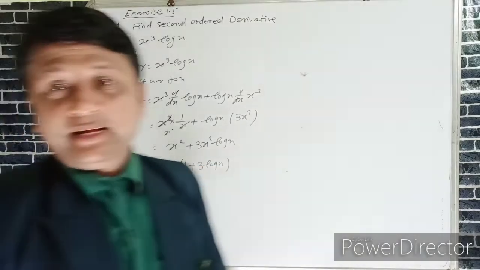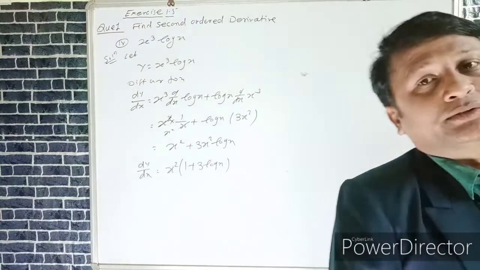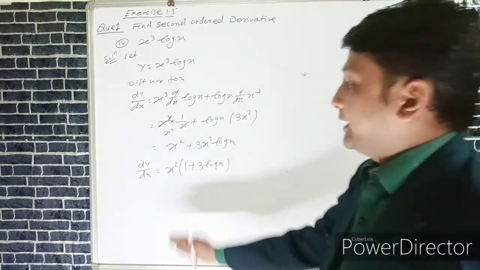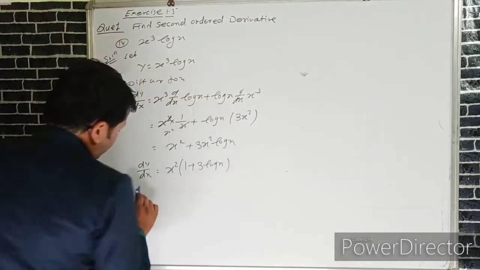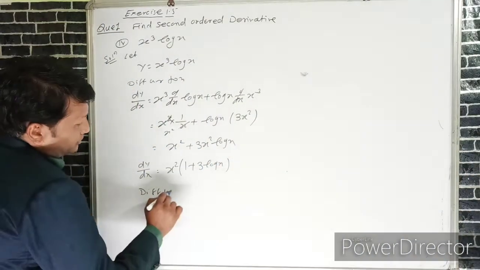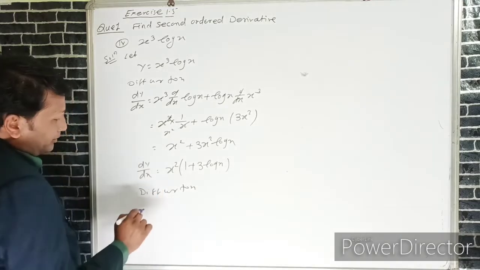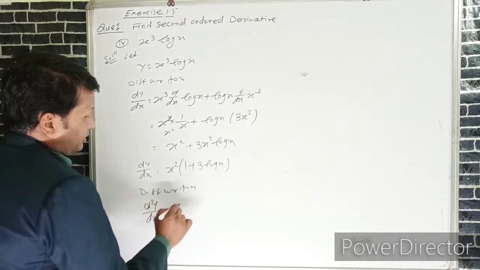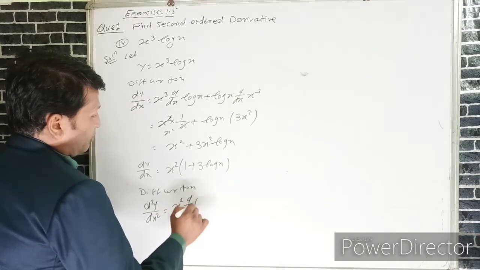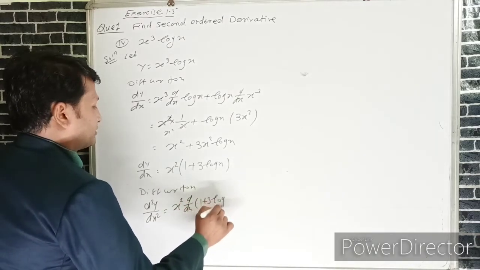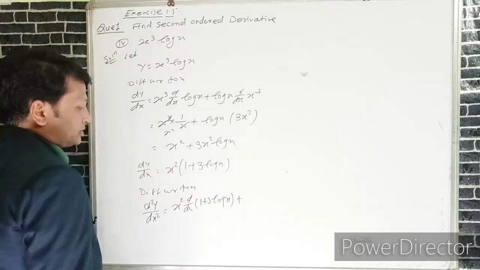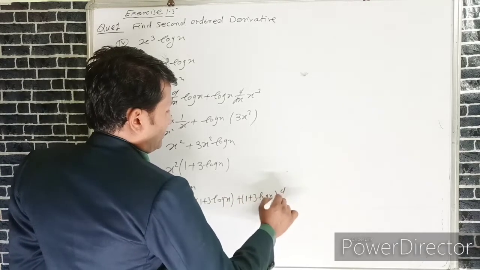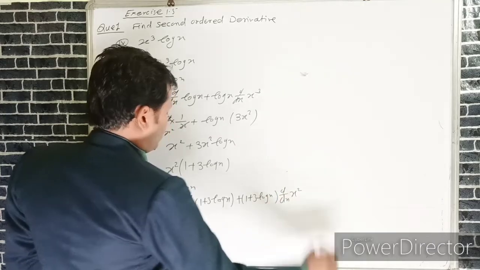But we have to find the second order derivative, means d2y upon dx square. So if we again differentiate this function with respect to x, we can write the derivative of dy by dx, which is d2y upon dx square, equals x square into derivative of 1 plus 3 log x, plus again 1 plus 3 log x into derivative of x square.